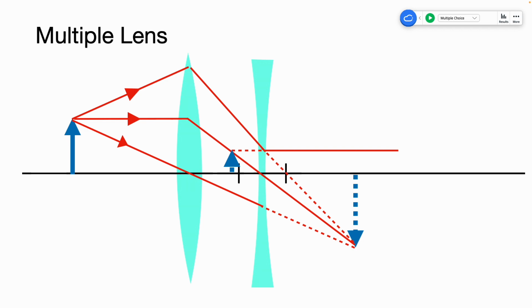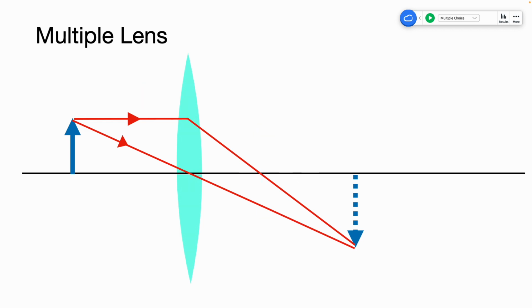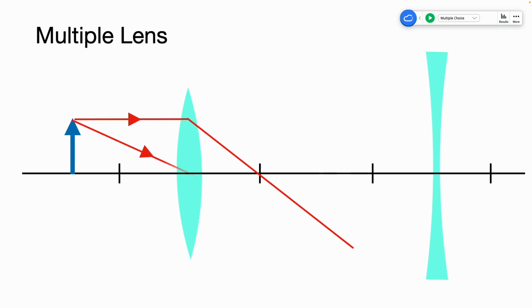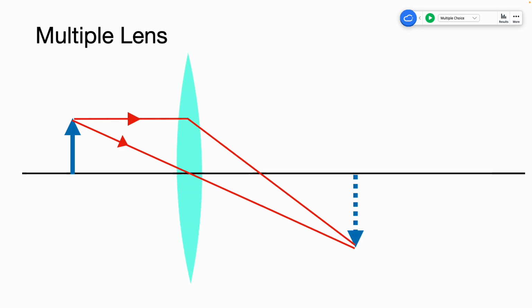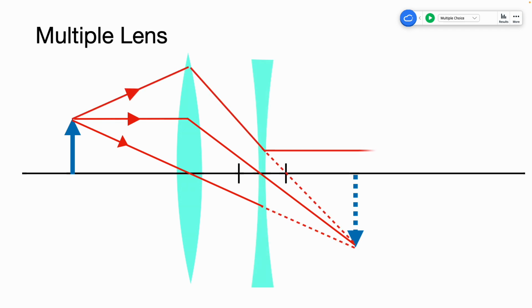Any question? Are there two images? No, there's only one. If there's only this lens, then the image will be here. But after you add a second lens, the light ray will be bent again, and at the end of the day, the image will be here.